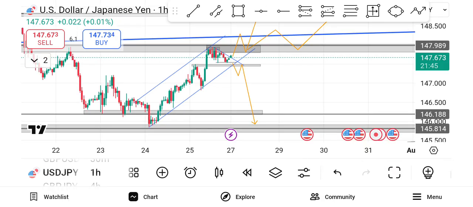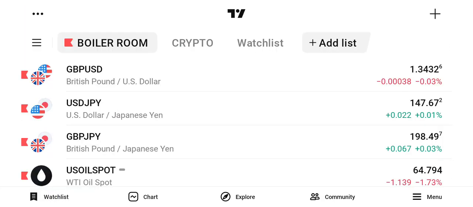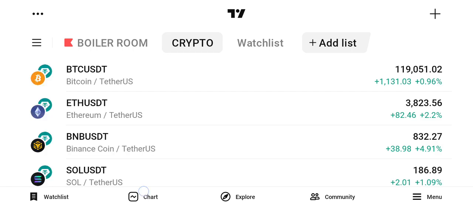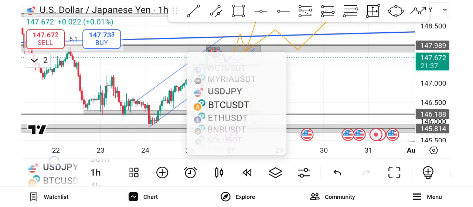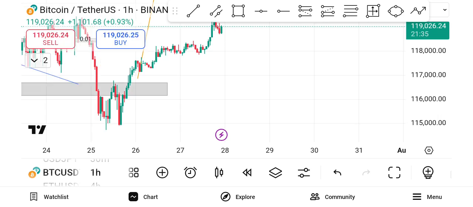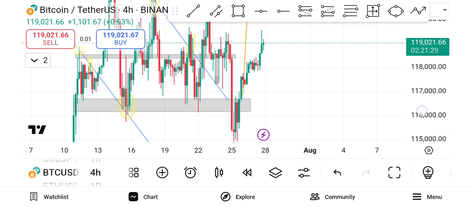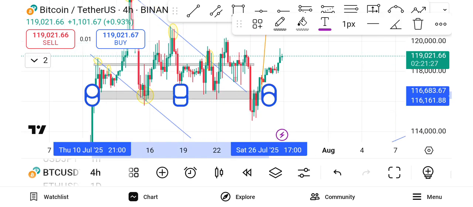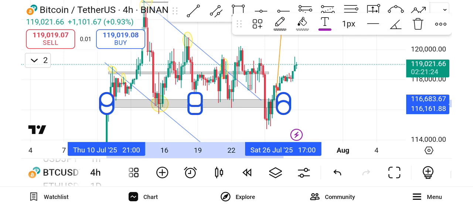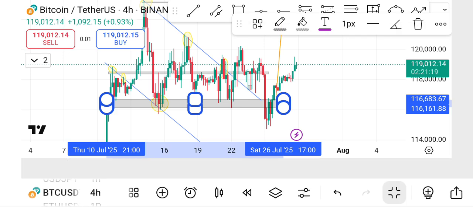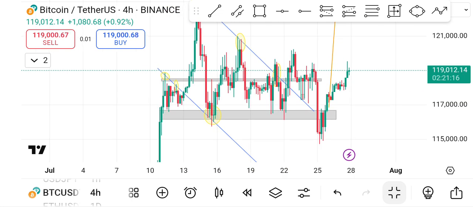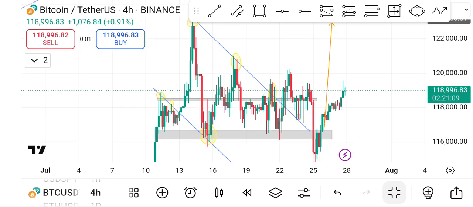Let's go and analyze one more pair, which is BTC. I don't trade it. I just want to drop my analysis since it's been going bullish for a long period of time now. You can see the 4-hour time frame. I don't know if you remember when I was saying there's a possibility that price might reject or reverse from this support area. You can see when price came down, it just broke below it. It might have fooled a lot of people into taking the sell, then it started going for a buy.